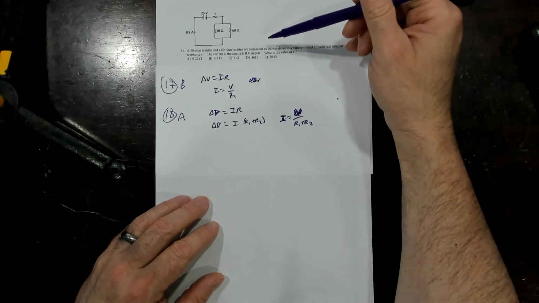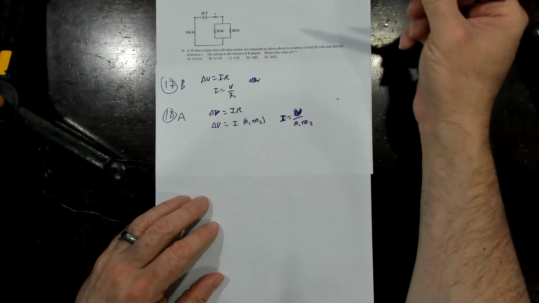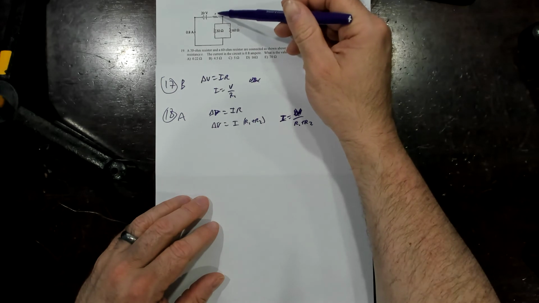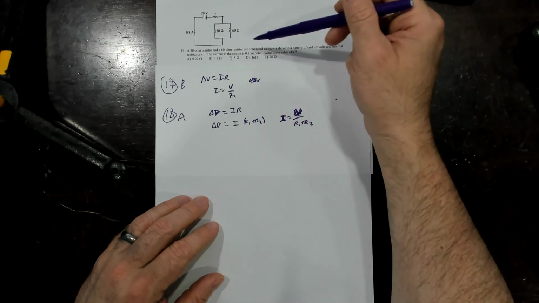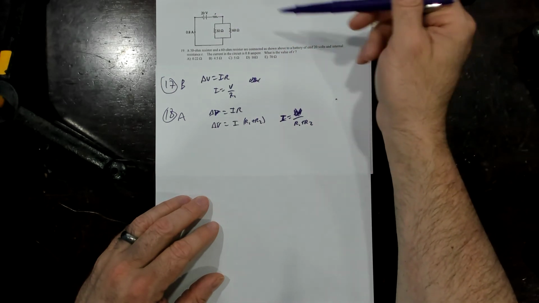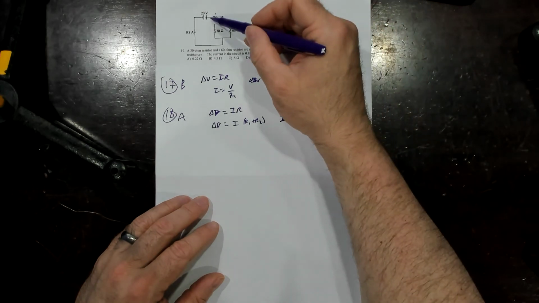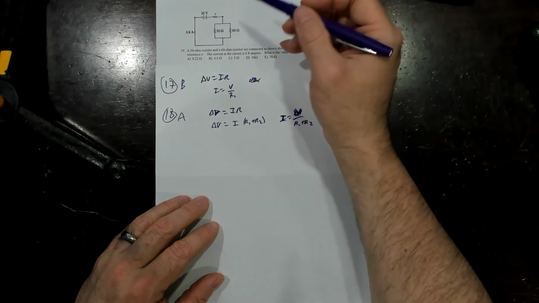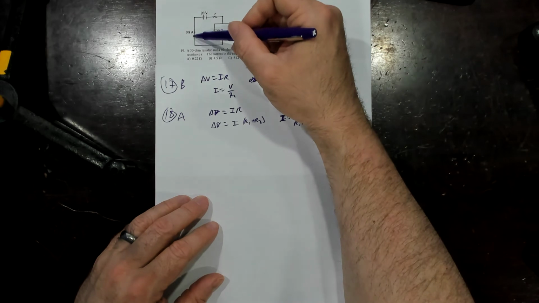30 and 60 ohms in parallel is shown connected to a battery of EMF 20 volts and internal resistance r. Yeah, it is your internal resistance battery. The current in the circuit is 0.8 amps. What's the value of little r? So I'm just trying to find that resistance, which is pretty much what I guessed from the picture I'd be trying to solve for. Here we go.